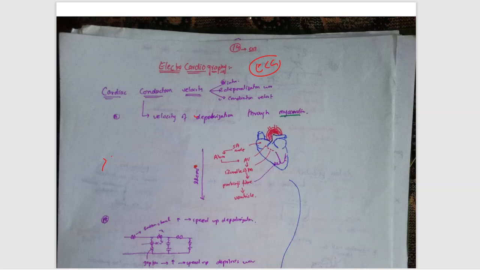So in this video we will tell about the electrocardiograph, ECG. It is a very important topic and we will explain it very strongly and very easily. ECG means E for electro, C for cardio, and G for graphy. So by using electricity you see the heart. Graphy means see, cardio means heart. So first of all, by electrical conduction you see the heart.